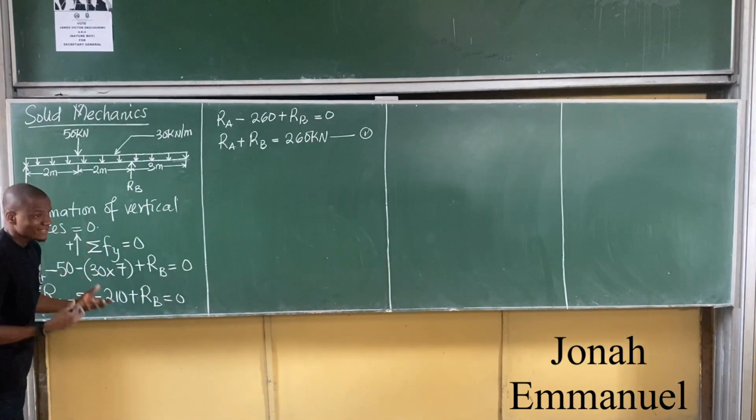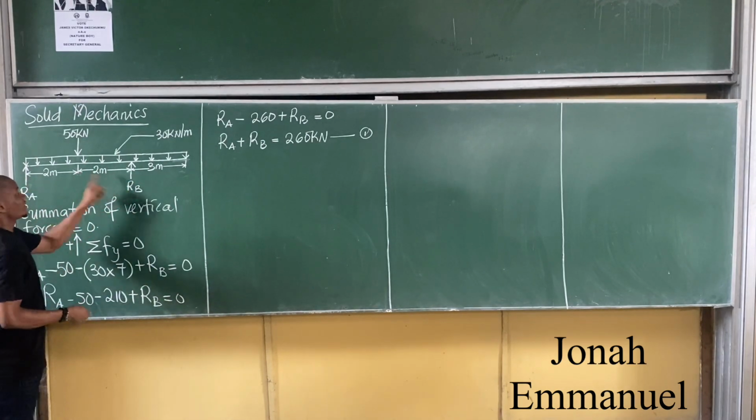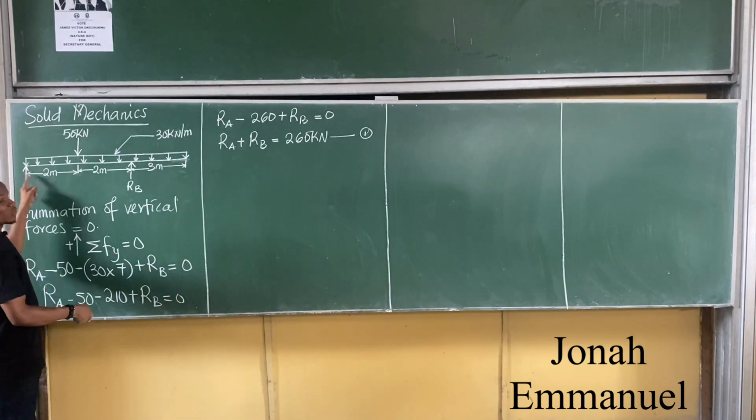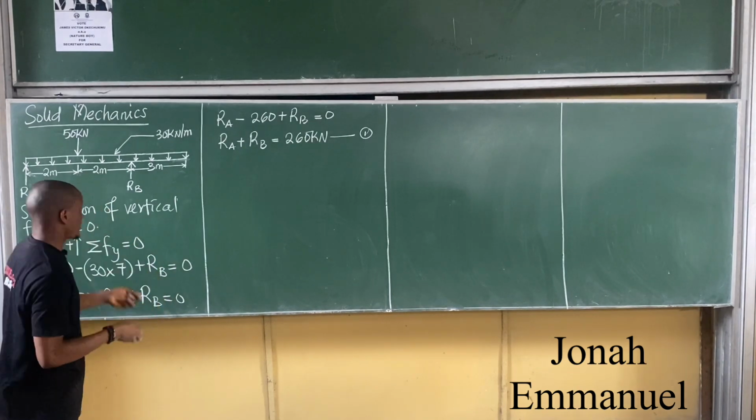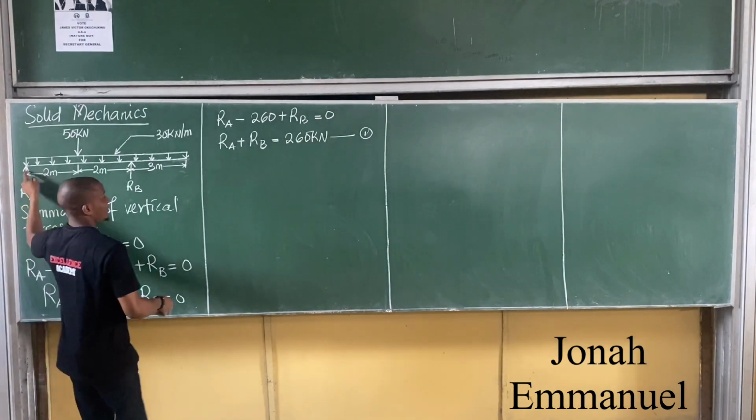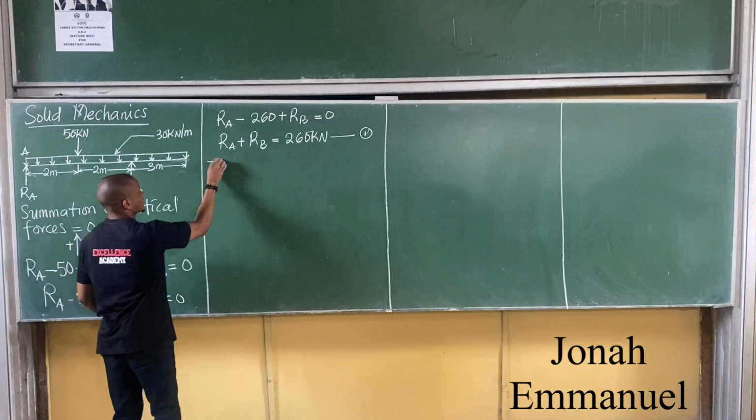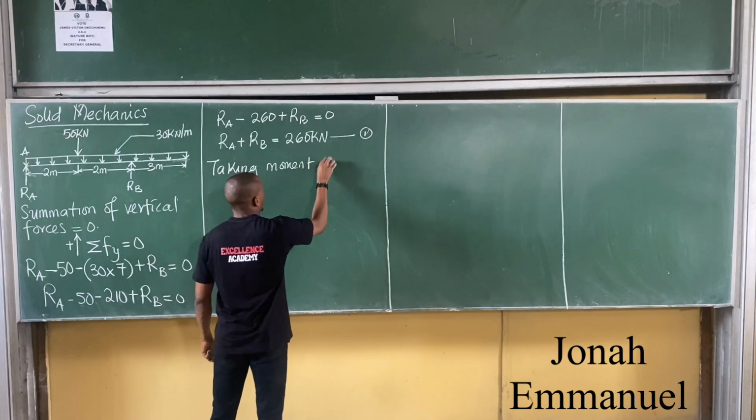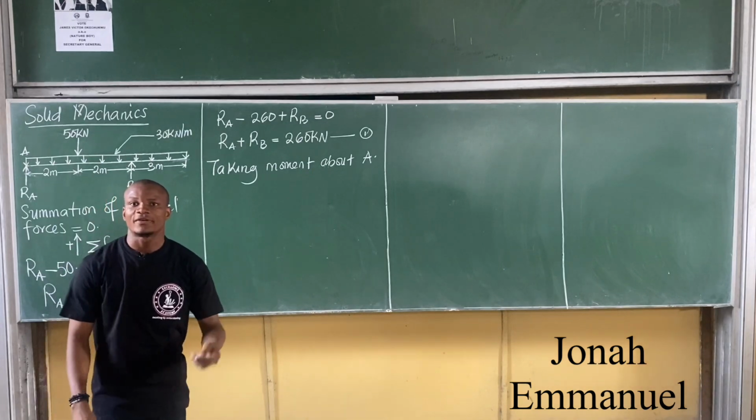Now I said in a case where I have a beam where one support is at the extreme and one is in between the beam, to make it easy for you, always take moment about the one at the extreme. In a second example, we will look at where both of them are inside. But for now, let's take moment about the one at the extreme. So I'll take moment about this point. Of course, here's RA, so this point is A. So I'll say taking moment about A, from the conditions of static equilibrium.